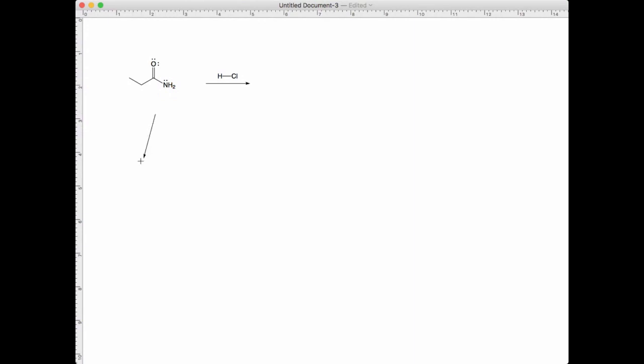To determine which one of these two is more basic, we need first to draw the structures of the conjugate acids. So the conjugate acid resulting from the protonation of the amide functional group will basically have a proton bonded here. And protonation here will lead to obviously a positively charged nitrogen.